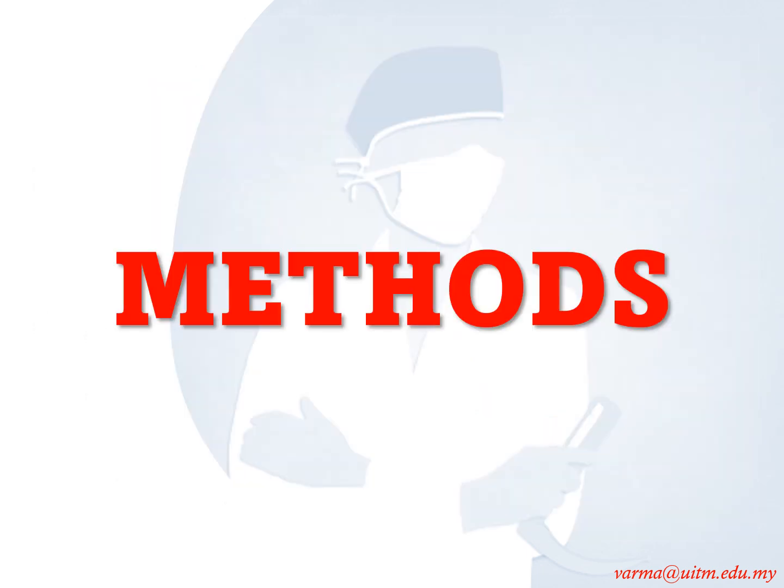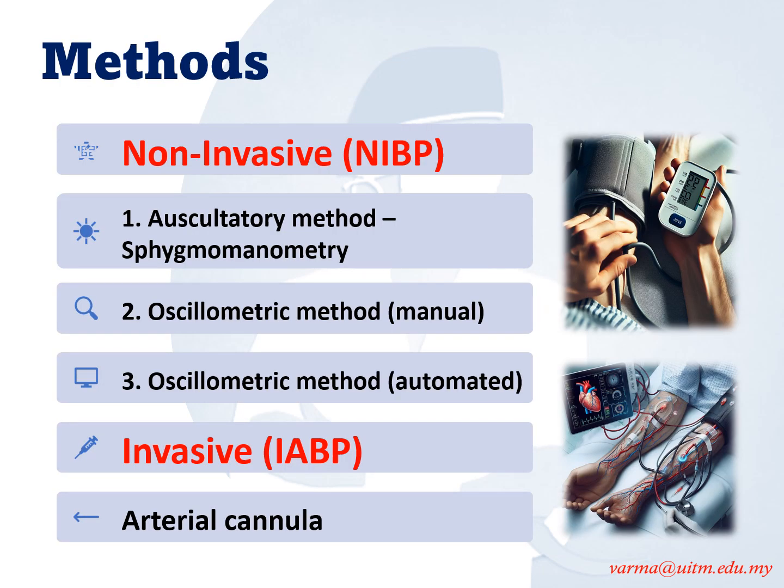Next, we move on to the methods of blood pressure measurement. It can be divided into non-invasive and invasive methods. Non-invasive blood pressure, NIBP, and invasive arterial blood pressure, which we also call intra-arterial blood pressure, IABP. Non-invasive blood pressure is broadly classified into the auscultatory method, which is sphygmomanometry, or the oscillometric method, manual and automated. Whereas invasive blood pressure measurement is done by placing an arterial cannula within the blood vessel.